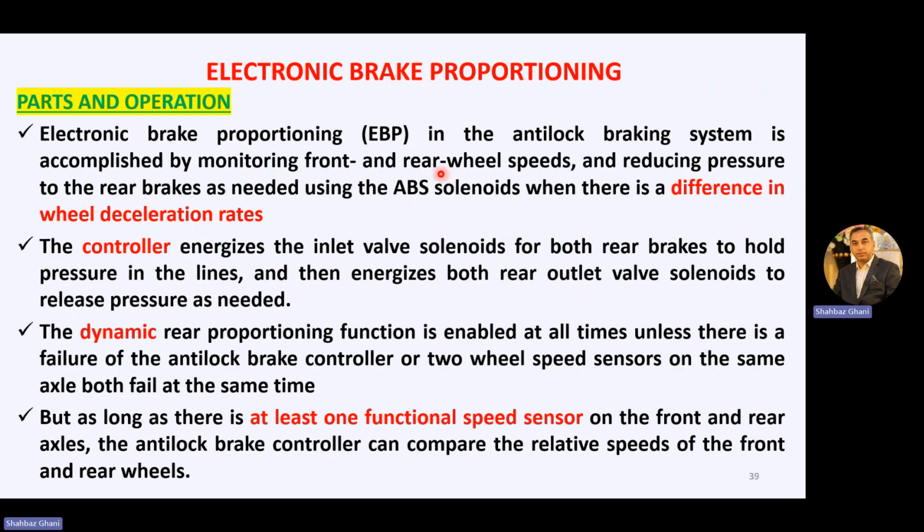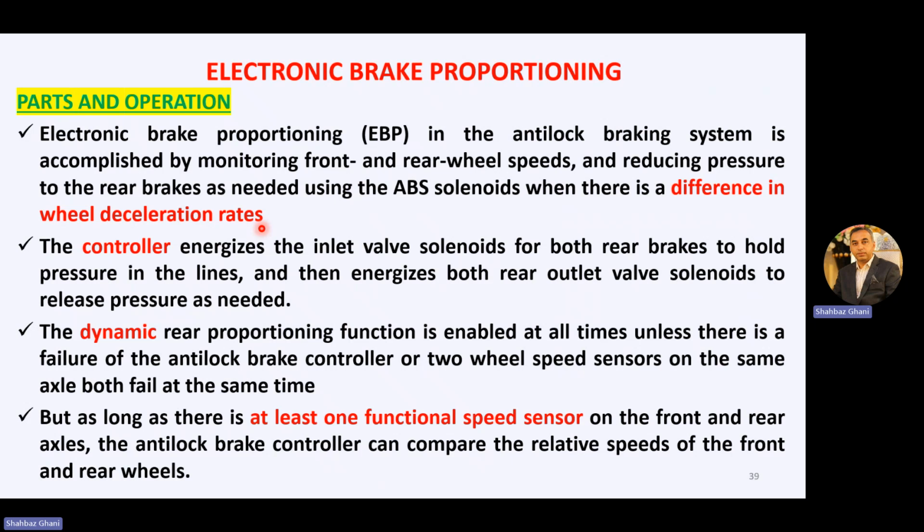Now let's see what electronic brake proportioning is, its parts and operation. Electronic brake proportioning is used in the ABS system, the anti-lock braking system. If our vehicle is equipped with this electronic brake proportioning system or ABS system, the anti-lock braking is accomplished by monitoring front and rear wheel speeds and reducing pressure to the rear brakes as needed using the ABS solenoids when there is a difference in the wheel deceleration rate.